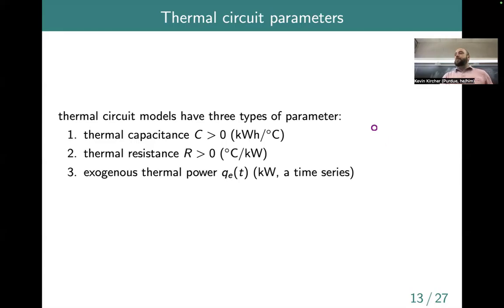So there are really only three types of parameter that show up in this model. There's the thermal capacitance, and there's the thermal resistance. These are both positive scalars. And then there is what we call the exogenous thermal power, or you could call it a disturbance term. Some people call it the internal gains. And this is a time series. So to simulate a model, we'd only need to define one number for R and one number for C. But if we're simulating for a week at hourly time resolution, we'd have to come up with like 170 numbers to represent this entire signal or time series.